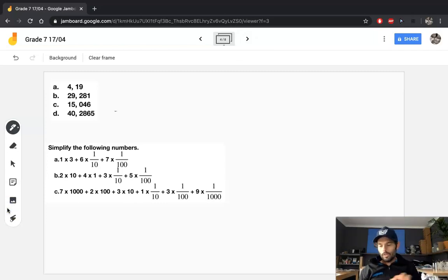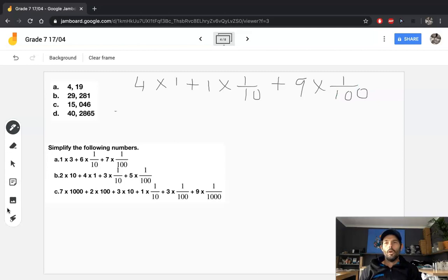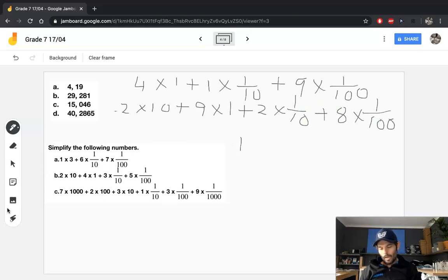Okay, great. So let's have a look at these answers. So we know for A, it's 4 multiplied by 1 plus 1 multiplied by 1/10 plus 9 multiplied by 1 over 100. Okay, so that's your 4,19. Okay, for B, you're going to have 2 multiplied by 10 plus 9 multiplied by 1 plus 2 multiplied by 1/10 plus 8 multiplied by 1 over 100, and I'm going to have to do the thousandth underneath. Okay, that's the expanded form of 29,281.